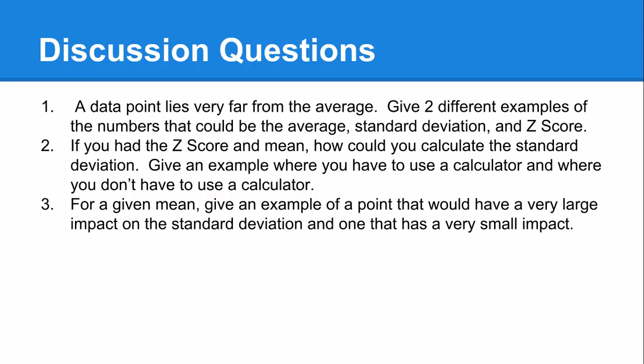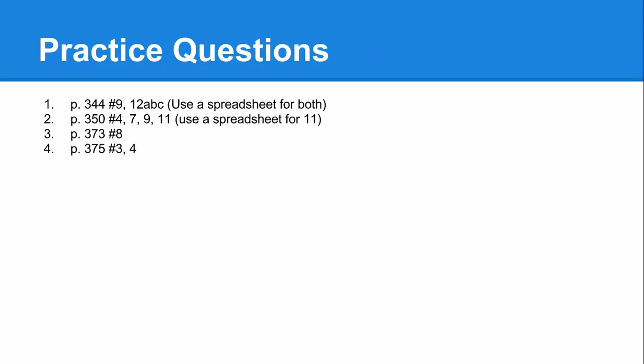For a given average, give an example of a data point that would have a very large impact on the standard deviation and one that's very small. And so the idea here is just like if it's very close to the average, it doesn't have a big impact, because that's where you have 0. Standard deviation is a measure of consistency. So if you have a point that's way above the average or way below, that's going to affect the standard deviation. There's some questions to actually work through, and so there's some spreadsheet questions for you to practice.